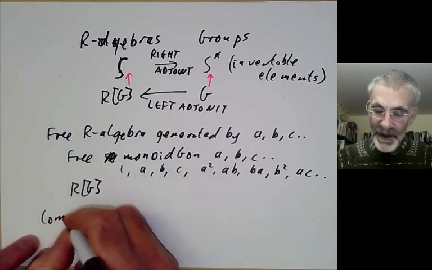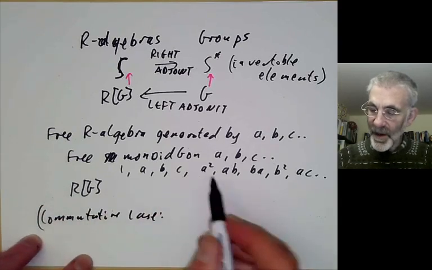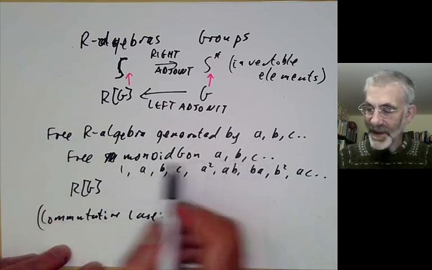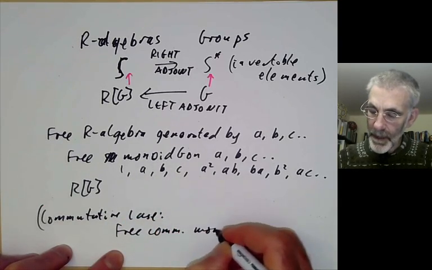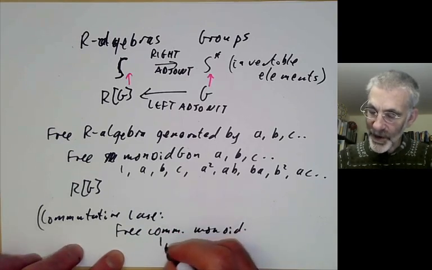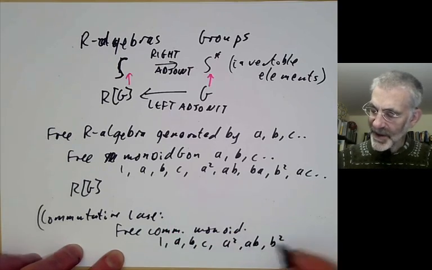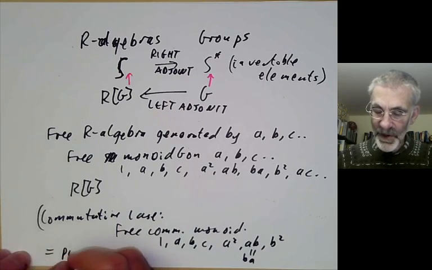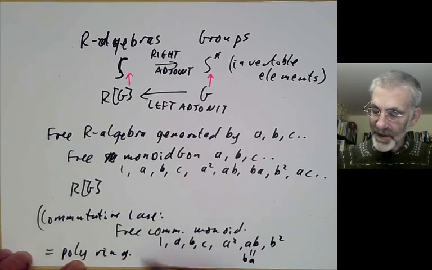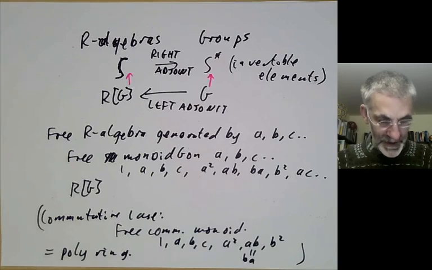In the commutative case, instead of taking the free monoid on A, B, and C, we take the free commutative monoid, whose elements are things like 1, A, B, C, A squared, AB, B squared, and now AB is actually equal to BA, and this is just giving us a polynomial ring. So the polynomial ring is just, of course, the free commutative algebra over a ring generated by various elements.